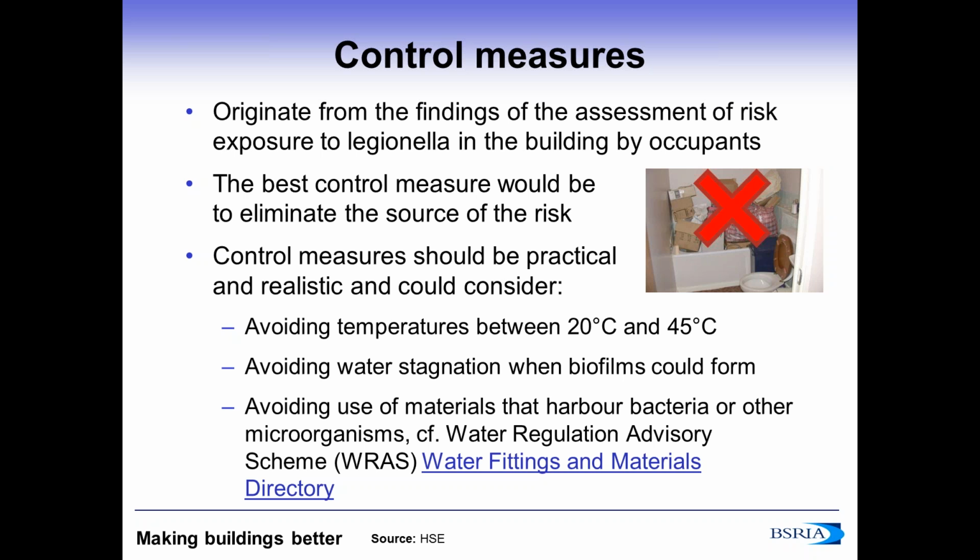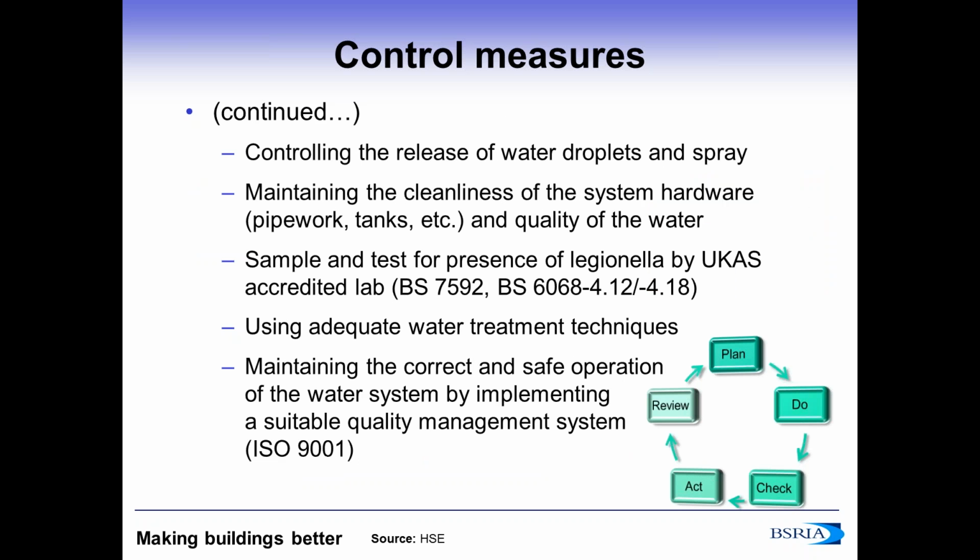Then, if the risk cannot be entirely eliminated, control measures will be required and could include: maintaining the water temperature outside the range for Legionella to grow and proliferate; maintaining continuous circulation of water to make it more difficult for biofilms to form on pipework internal surfaces; selecting adequate material for the water system that will not provide food for bacteria to grow or biofilms to form. You may want to limit the release of water droplets.